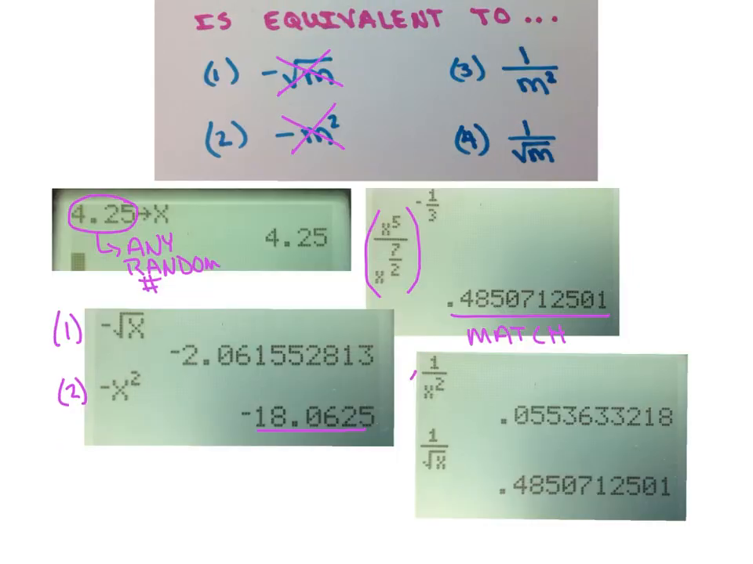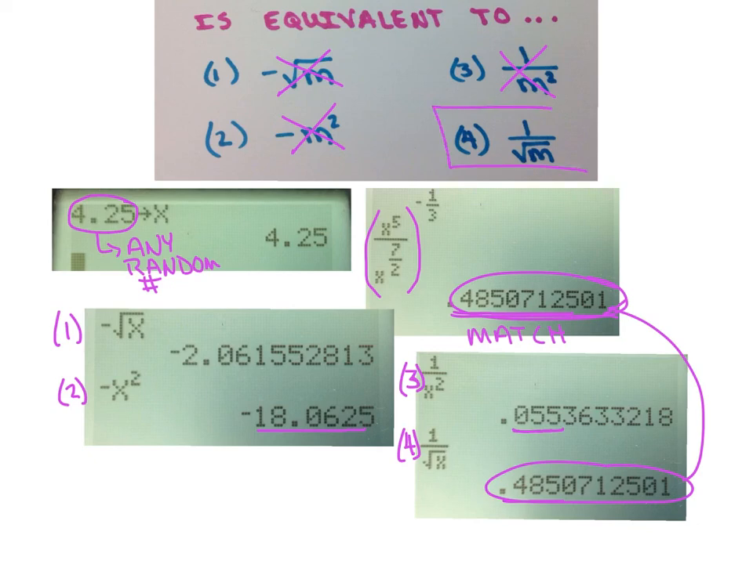And here's choice number 3. When I typed in 1 divided by m squared, I got 0.55, and so on. Again, it doesn't match this 0.485 number, so we'll cross it off. And then last but not least, I typed in choice number 4 using my alpha F1 and my radical sign, and I got 0.485. This number matches this number perfectly, so this is my winner.